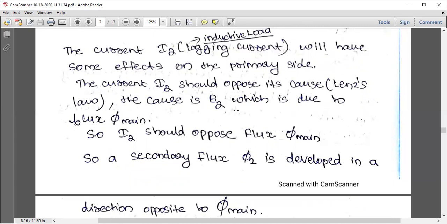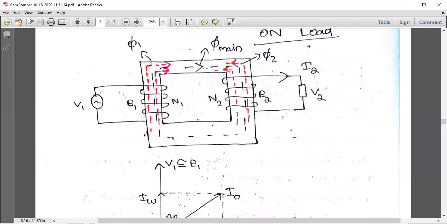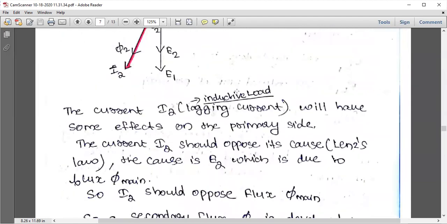So according to Lenz's law, I2 should oppose the main flux, that is phi main. So a secondary flux phi 2 is developed in a direction opposite to phi main, and that is shown. The phi main is moving from left to right, so flux phi 2 is moving from right to left, opposing. The story is not completed here.